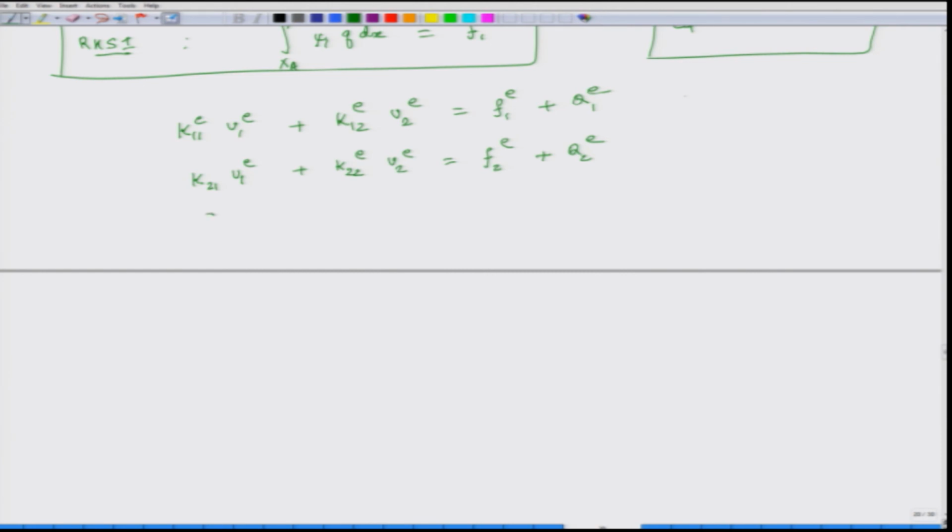Or I can put this in matrix form. I can call this the K matrix, and a lot of times this K matrix is known as the stiffness matrix, at least in solid mechanics. This is my vector for each element, and this equals some force vector FE plus some secondary variable vector QE. Okay. And this K also has a superscript E, because this is all specific to the element.